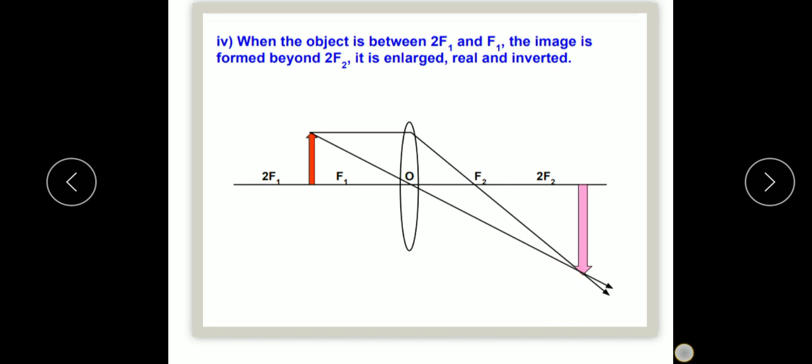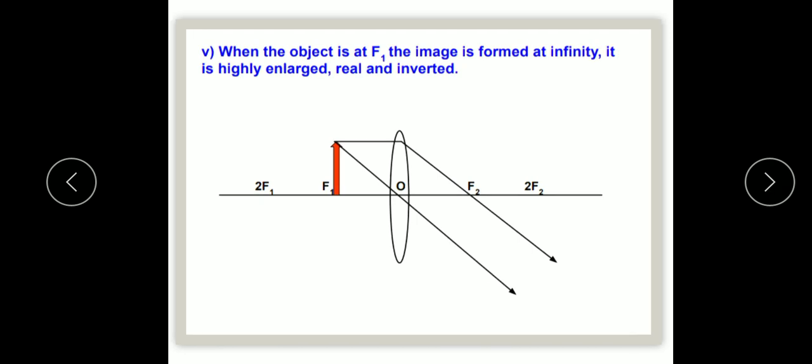And now when the object is placed at the first principal focus F1 of a convex lens, the image is formed at infinity on the other side of the lens. The nature of the image is real and inverted, and the size of the image is highly enlarged and magnified. This is the fifth case.